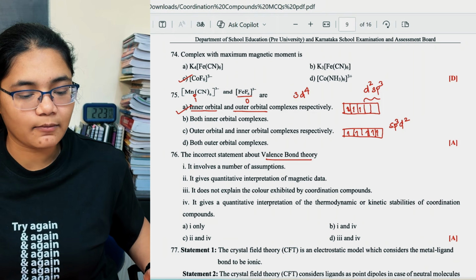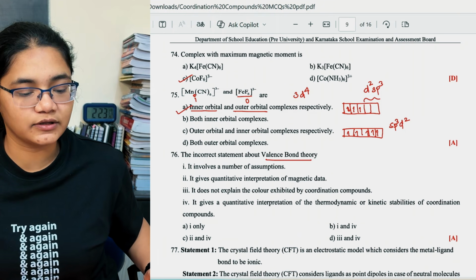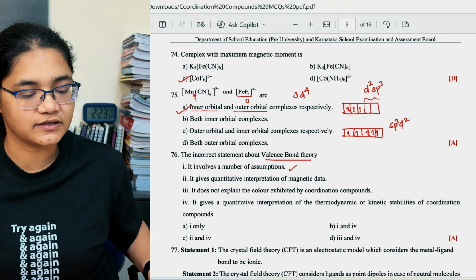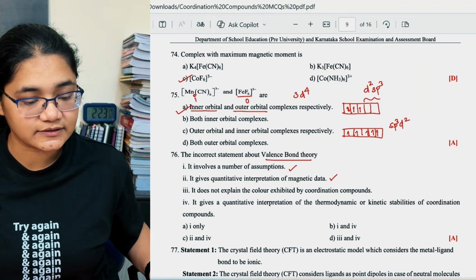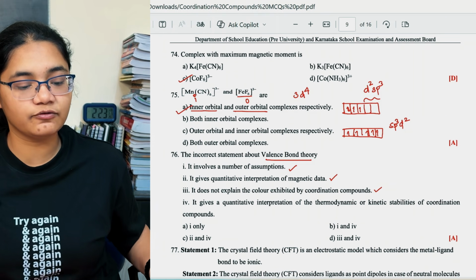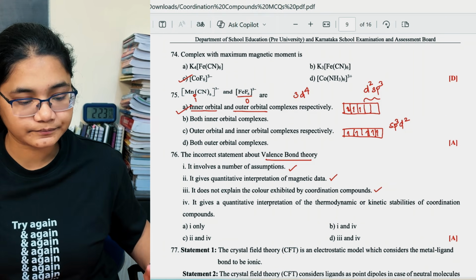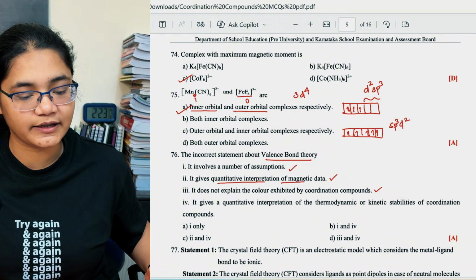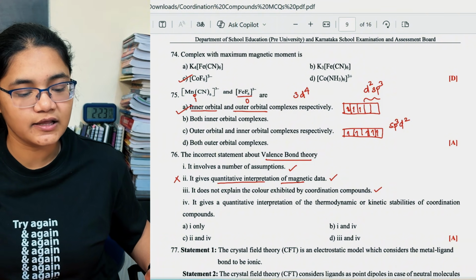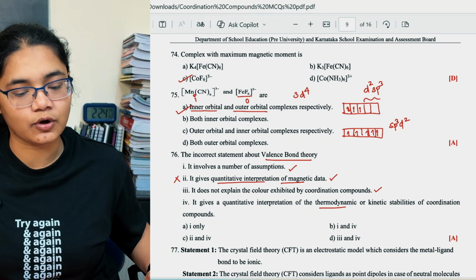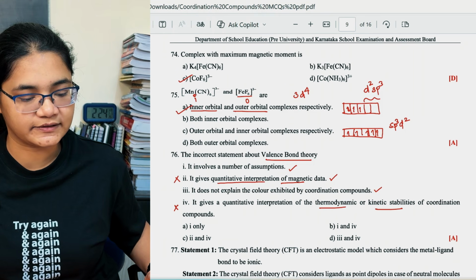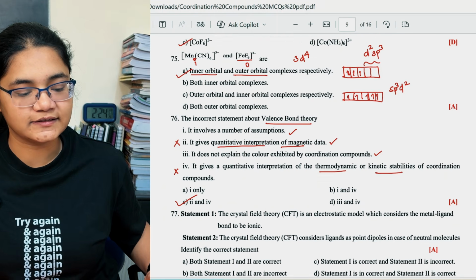The incorrect statement about the valence bond theory: it has a lot of assumptions. It gives quantitative interpretation of magnetic data. It does not explain the color exhibited. So you have to find the incorrect statement, right? It gives quantitative interpretation of magnetic data. No, it doesn't give. So 2 is a wrong statement. And it gives a quantitative interpretation about the thermodynamic and kinetic stability. No, it doesn't give. So 2 and 4 is option number C.